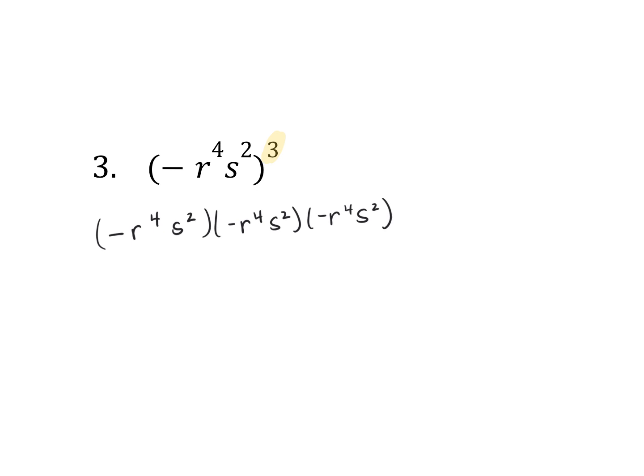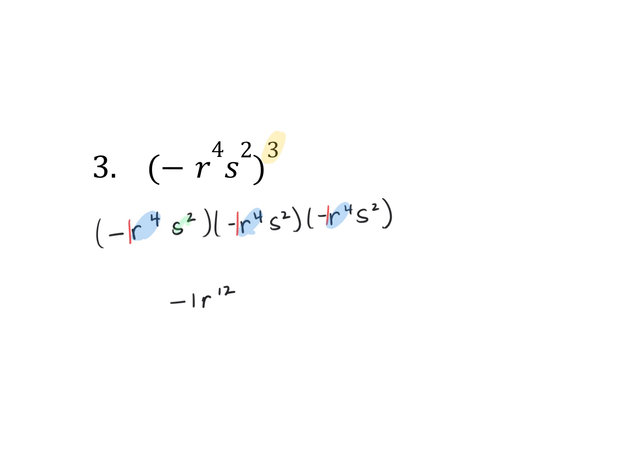Okay, remember if there's no number in front of your letter, it's really a 1. So I have negative 1 times negative 1 times negative 1. That's just going to give me a negative 1. So my big number is going to be a negative 1. And now I'm going to go in alphabetical order. So I'm going to start with my r. I have r to the fourth, r to the fourth, and r to the fourth. So I'm adding 4 plus 4 plus 4. And that's going to give me r to the 12th.